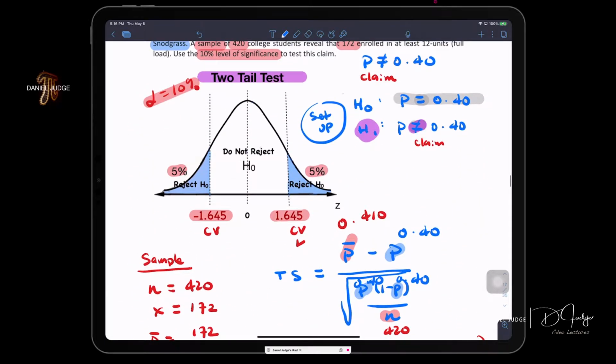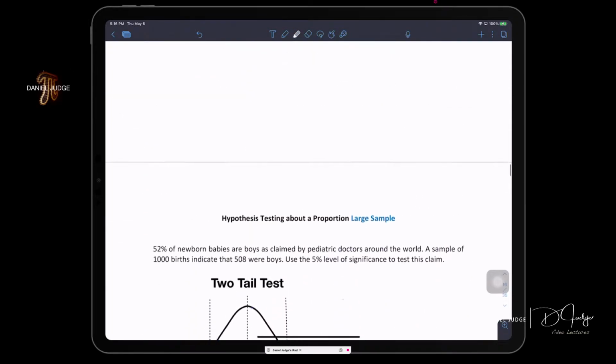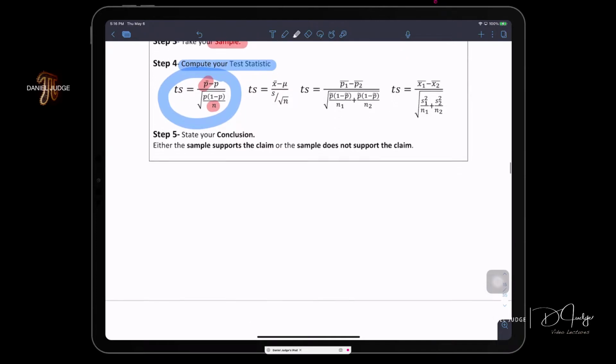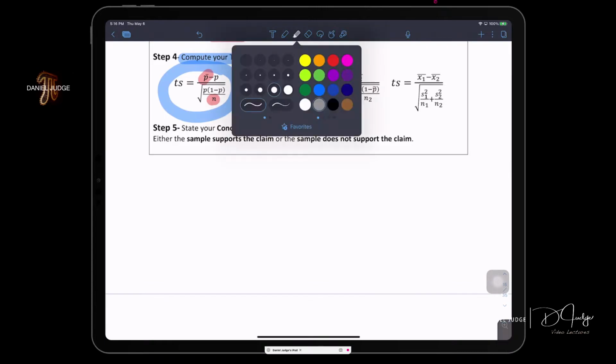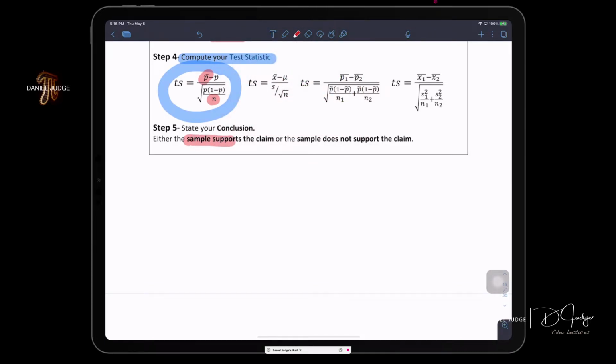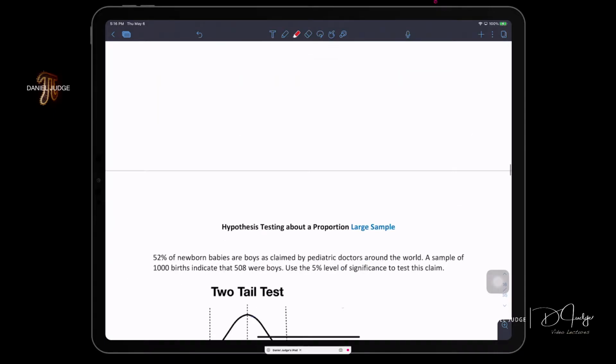Now, with 0.418, if we go to the decision rule, after you compute the test statistic using that formula, we have to state our conclusion. Our conclusion is going to be one of two statements: the sample supports the claim, or the sample does not support the claim.